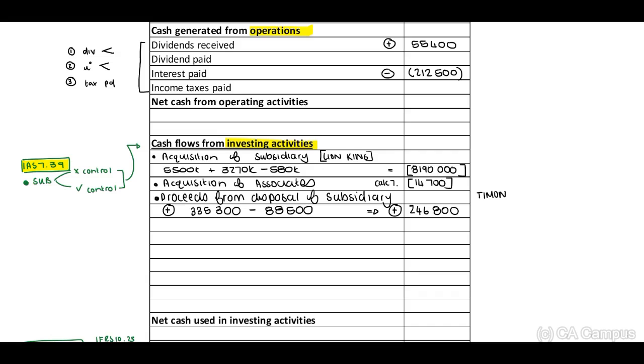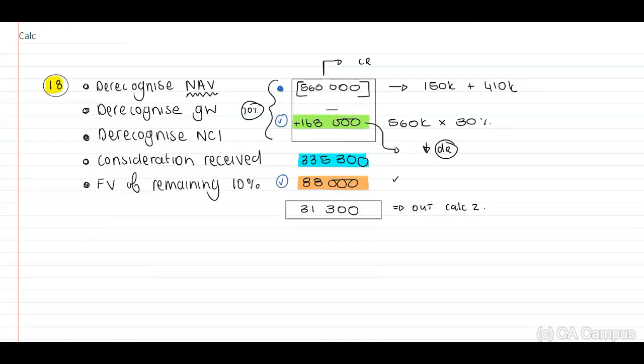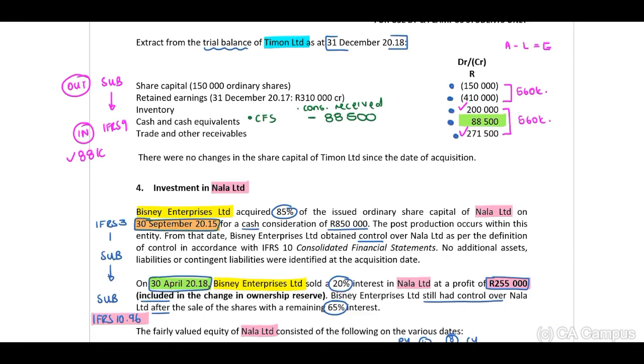Right, now guys, when we look at our calculation, we have recognized or actually derecognized our net assets, we have derecognized our NCI, and we have recognized our consideration on the face of our cash flow statement. We are now able to refer back to our scenario and we can tick off Timon Limited. We have transferred all of the relevant details.